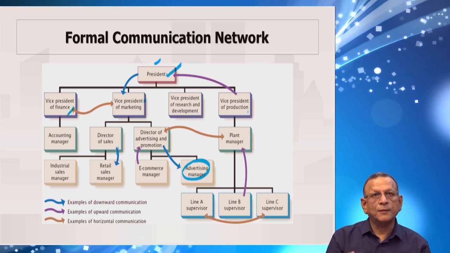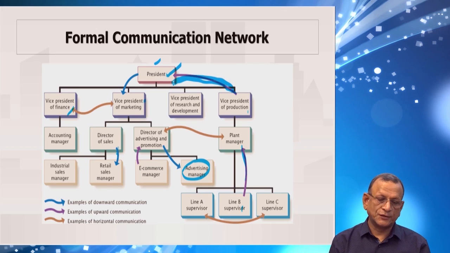Then the next is upward. If something is coming down, then obviously something will be going up as well. So upward communication is being shown in the diagram with the purple color line. So line B supervisor communicating with the plant manager is upward communication. Vice president production communicating with the president is upward communication.